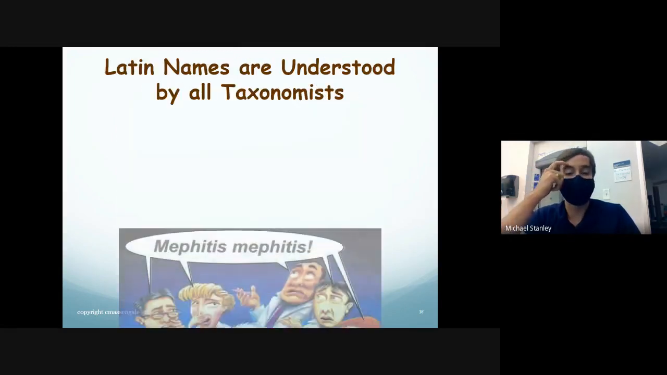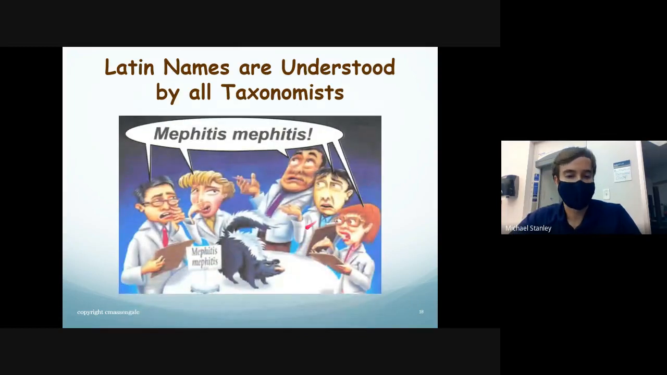then all taxonomists, all scientists can describe this guy right here as Mephitis mephitis. That is the scientific name of the common North American skunk. Mephitis mephitis. So that way, even if scientists speak different languages, they can figure out which animal or plant the other scientist is referring to or talking about.